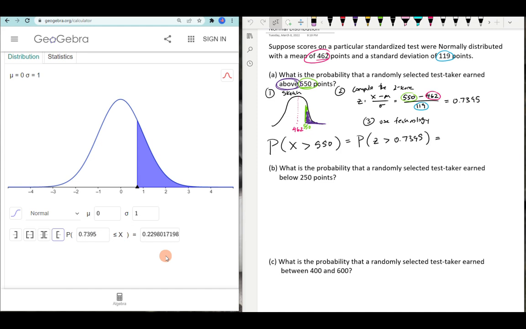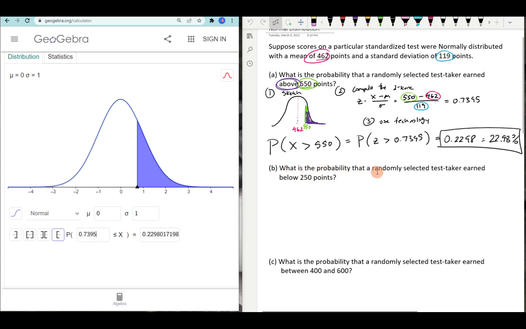The probability that a randomly selected test taker earned above 550 points is 0.2298, also known as 22.98%. You should pay attention to what your teacher asks you for as to whether to answer it as a decimal or as a percentage. Let's keep going. Let's just do a couple more questions.